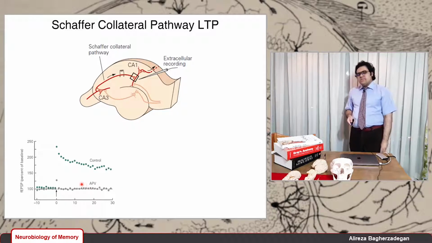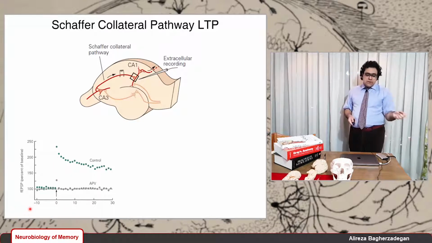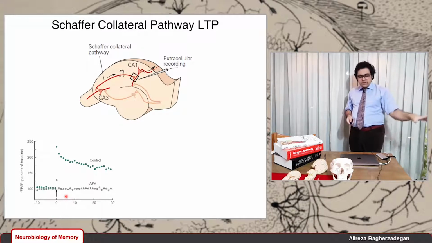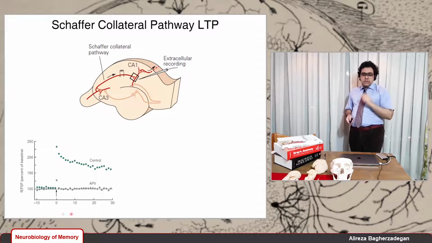But when we apply APV, APV is an antagonist for NMDA receptors. I'm going to explain the structure of NMDA receptors, their mechanism, and how they're activated in the next lecture. But NMDA receptors are very important. They are ionotropic channels, and they are ligand-gated, and their ligand is glutamate. So glutamate binds to the NMDA receptors, but they don't open until the cell is depolarized. Okay, I'm going to talk a lot about it.